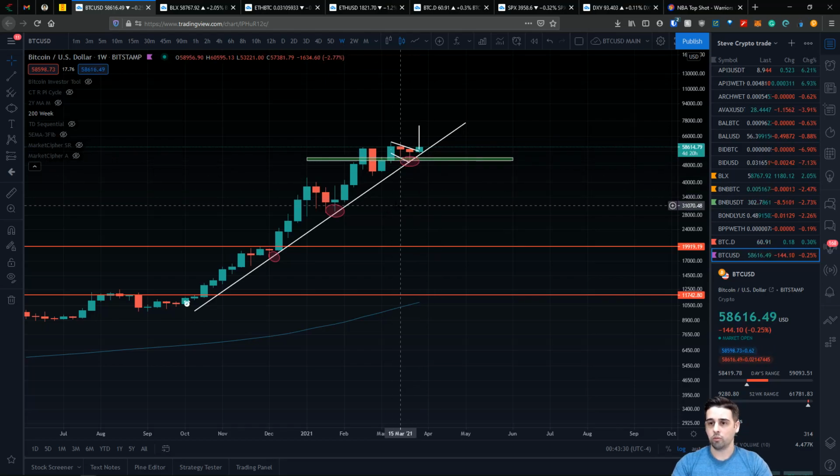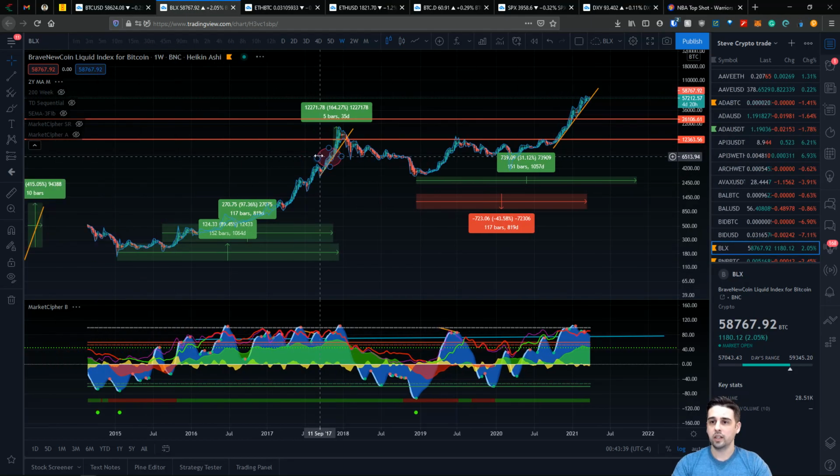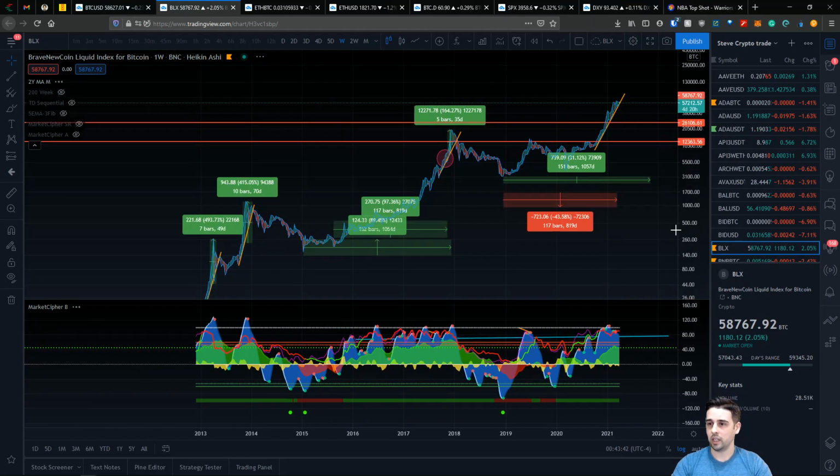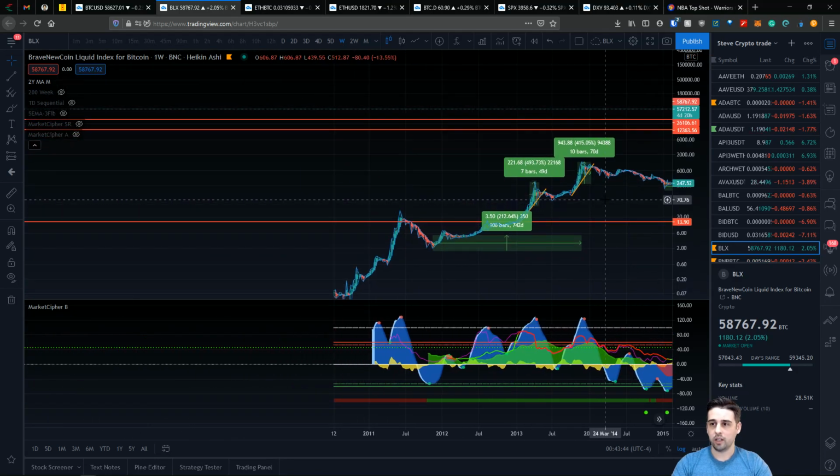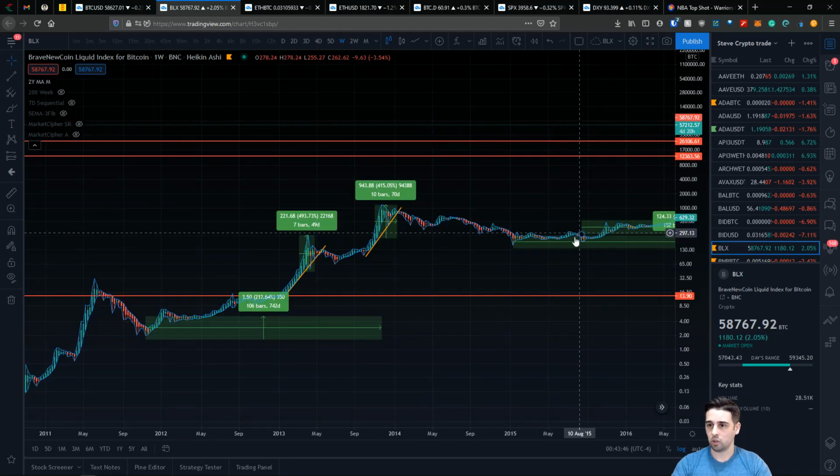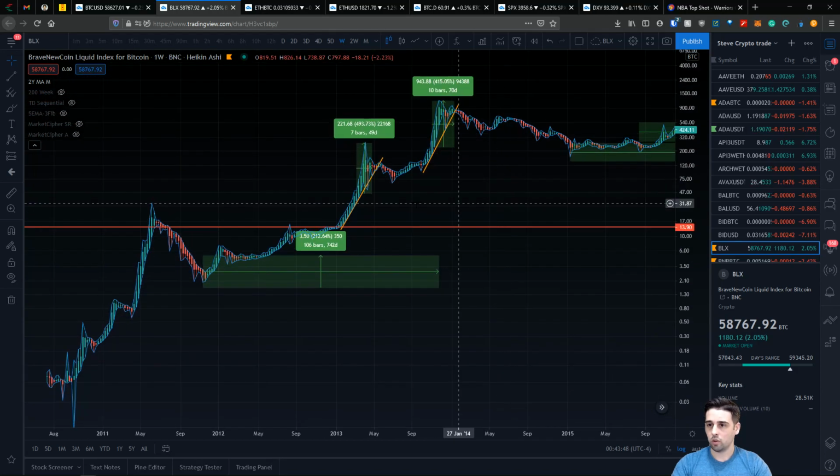The reason being is these parabolic uptrend lines are usually quite significant, and I'll show you on the BLX chart why they're so significant. Every time Bitcoin has been in a bull market, it has held these parabolic uptrend lines. If you look even from the inception back in 2013, we're not really counting this area because it was super volatile and the market just was not mature enough. But again, you could probably put a parabolic line right here and you would probably get the same outcome.